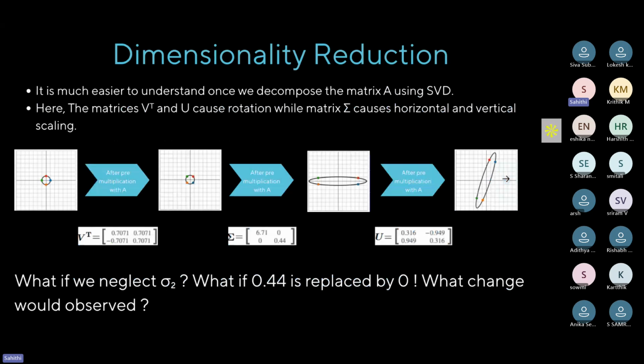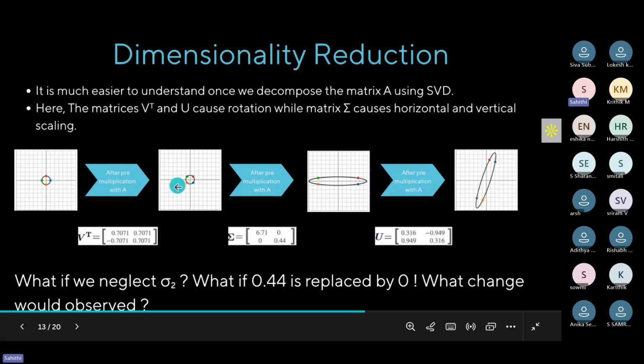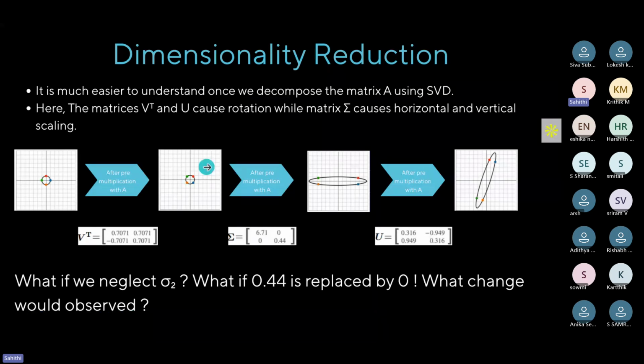So let's talk about it in the form of SVD. Let's write out A as U sigma V transpose. When you're pre-multiplying with A, you're essentially first pre-multiplying V transpose and sigma, then U. So let's go step by step. When we pre-multiply with V transpose, we get this kind of format. And then with sigma, it gets elongated in one direction, and when we multiply with U, it changes its basis and shifts along the axis. But in sigma, let's say we neglect sigma 2, which is over here 0.44.